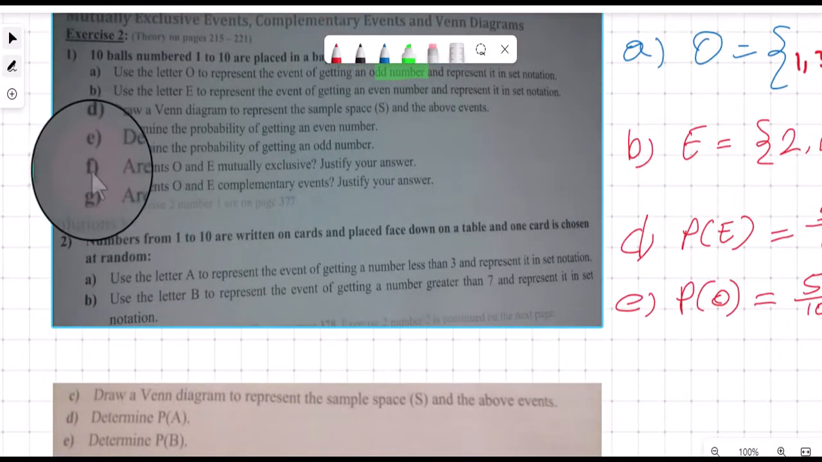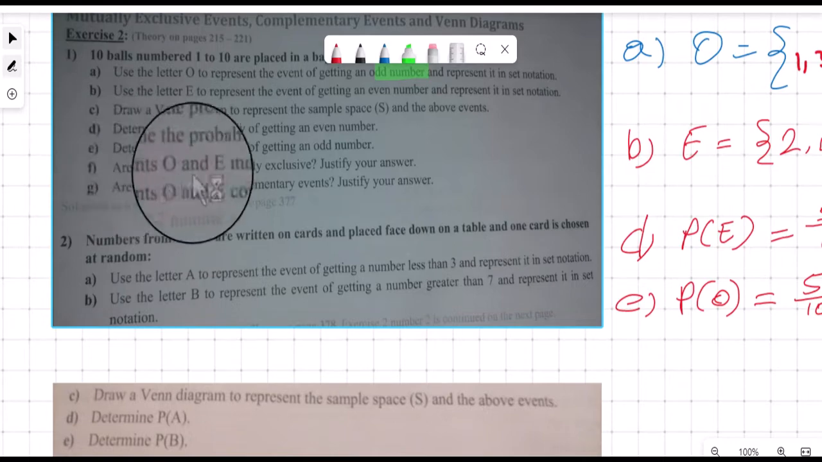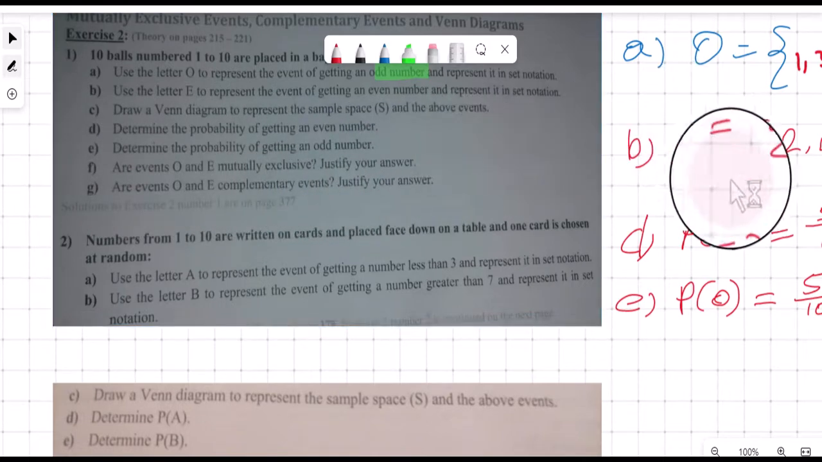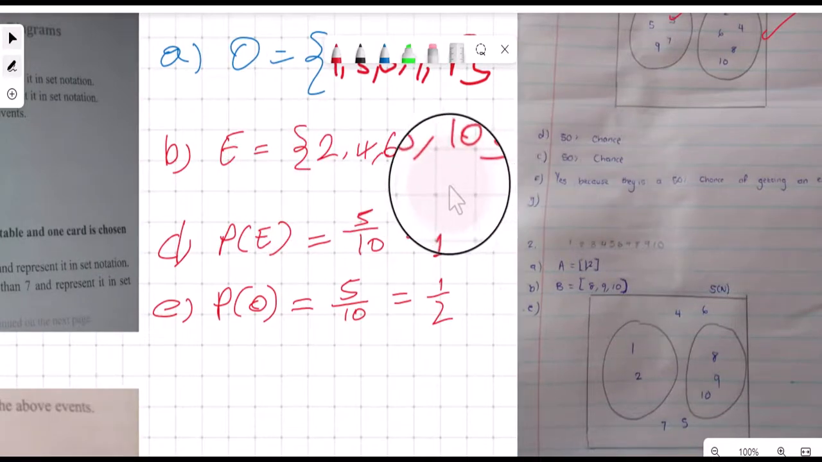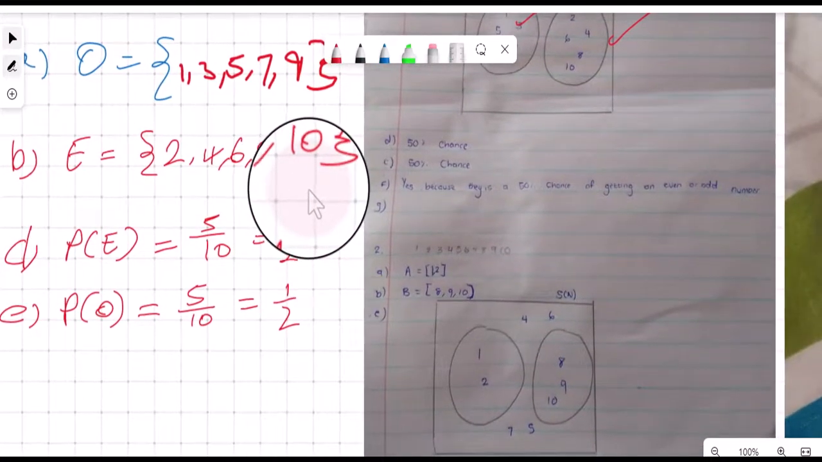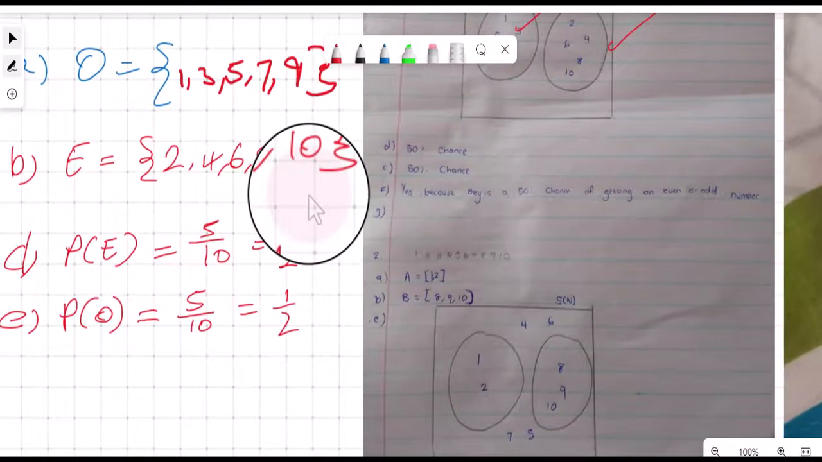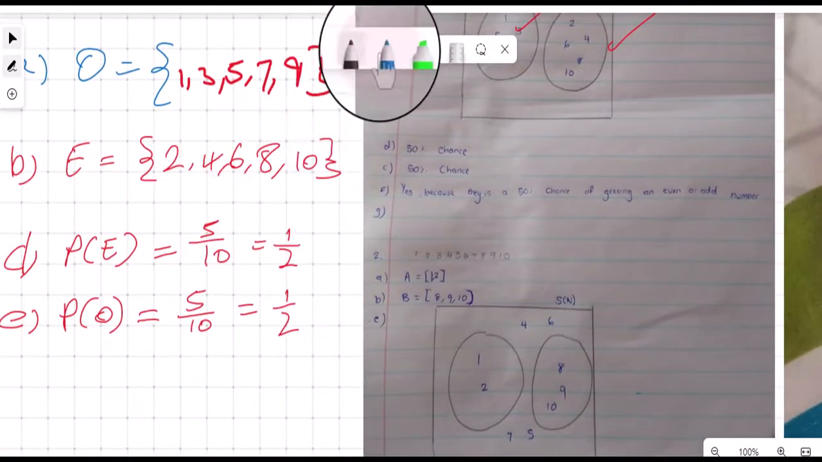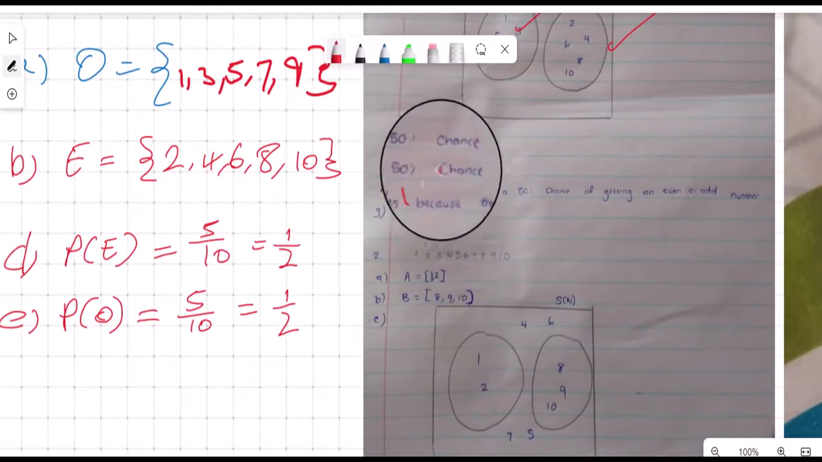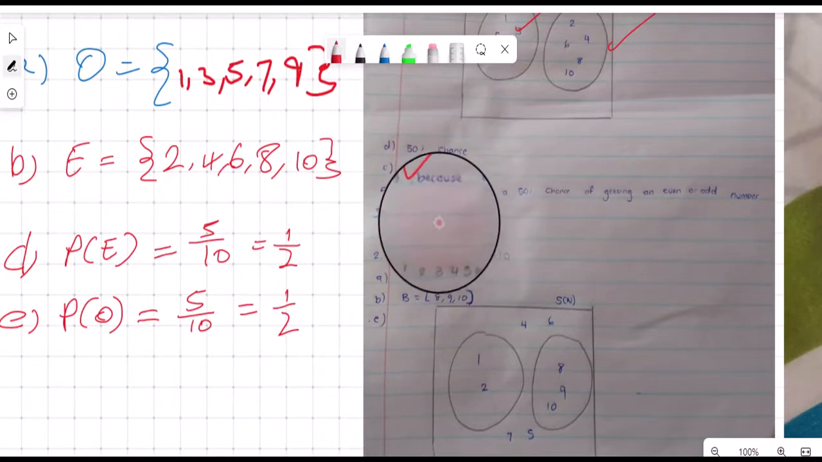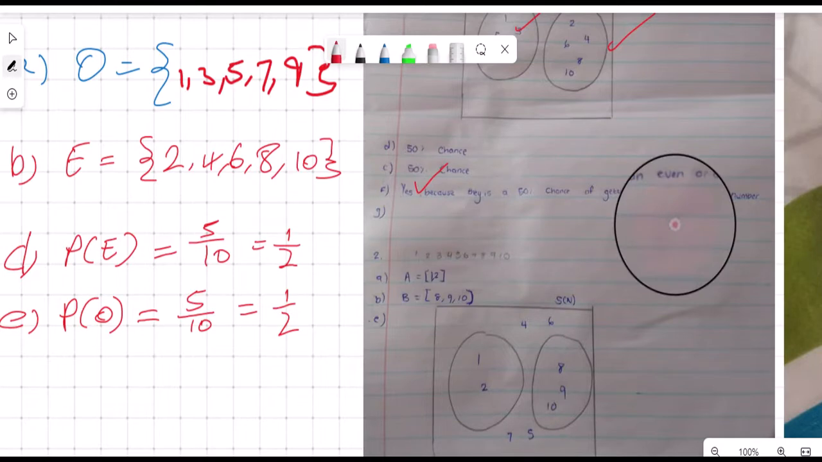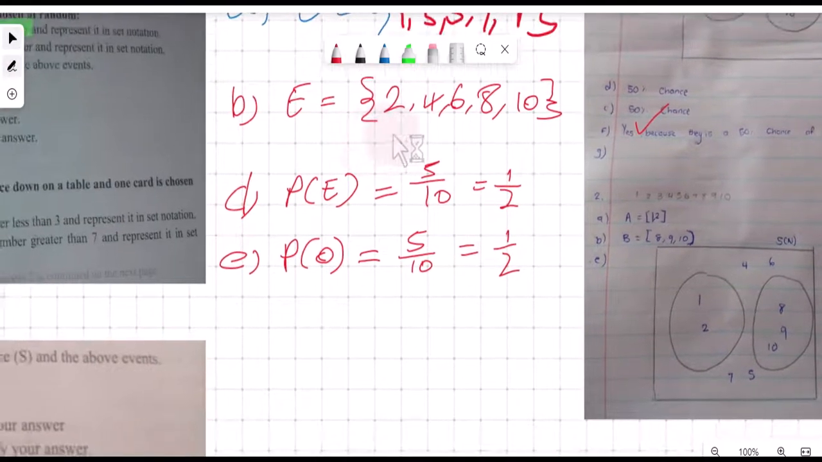Okay. Now, number F, are events O and E mutually exclusive? Justify your answer. Let's see how you said it. Yes, because there is a 50% chance of getting an even number or odd number. Okay, your answer of yes is correct, but your justification was supposed to say because they cannot happen at the same time.